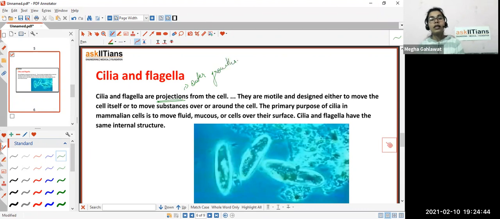Okay, now see, they are motile, as in they help in making the cell movable, and they're designed either to move the cell itself or move the substances over and around the cell. They also help in capturing food, moving the food towards the cell so that the cell can be fed. Next thing is the primary purpose of the cilia in mammalian cells.